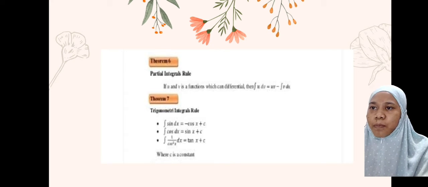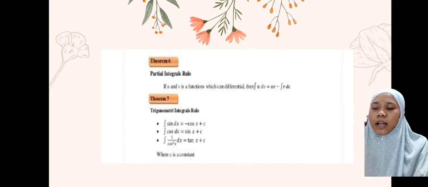Theorem 6. Partial integral rule. If u and v are functions which can be differentiated, then the integral antiderivative operation of u dv equals u multiplied by v minus the integral antiderivative operation of v du. Theorem 7. Trigonometry integral rule.